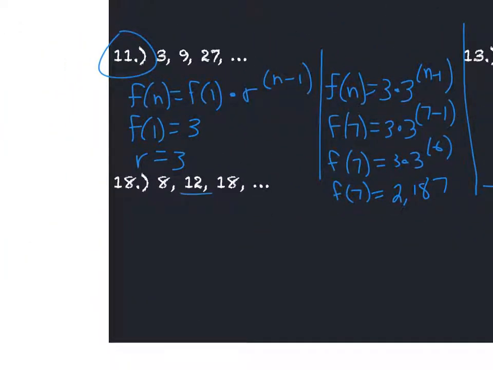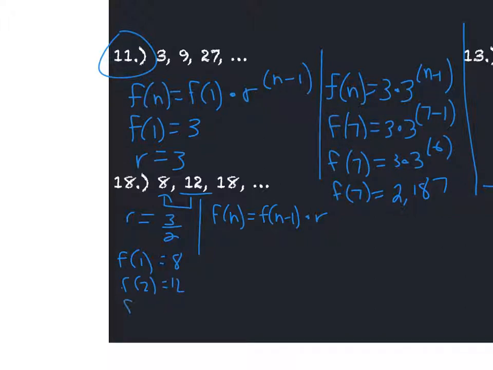Here, if we take 12 and divide it by 8, we figure that our common ratio is going to be a mixed number or an improper fraction, 3/2 or 1 1/2, whatever way you want to write it. For recursive, f of n equals f of n minus 1, which stands for previous term, times your common ratio. We already have f of 1, which is 8, f of 2, which is 12, and f of 3, which is 18.